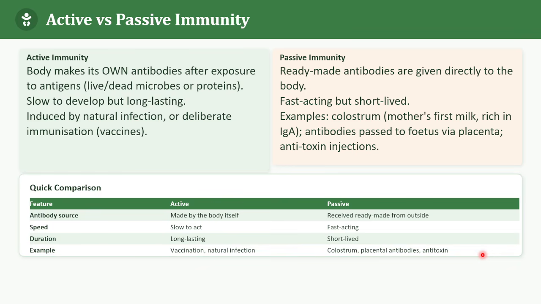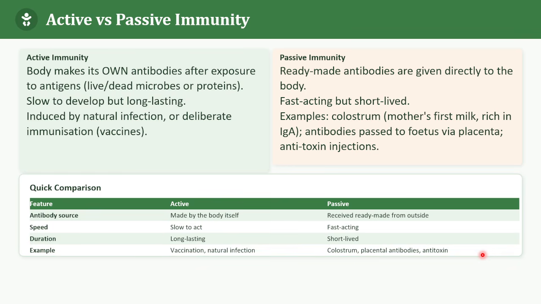Now let's make this very simple for you, children. I'll ask you one question. Answer me in the comment box. Who makes the antibodies? If your own body produces the antibodies, it is active immunity. Your immune system is actively working to produce its own antibodies. It is slower to develop but can be longer lasting. Examples are natural infection and vaccination.